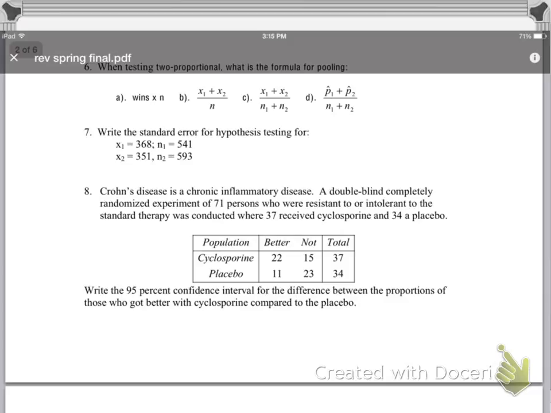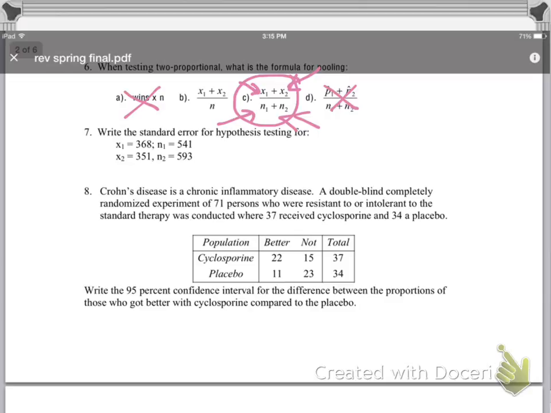Okay, now number 6 wants to know about pooling. And remember, when we have two proportions we pool, and we're interested in the successes. The successes. And the successes have to be integer. All right, so it's the success of 1 plus the success of 2. Now, D is about proportions, and A is wins times. That's not it. But it's going to be C. Okay, so the success of 1, the success of 2, divided by the total sum.